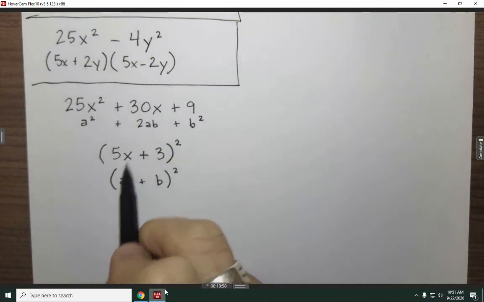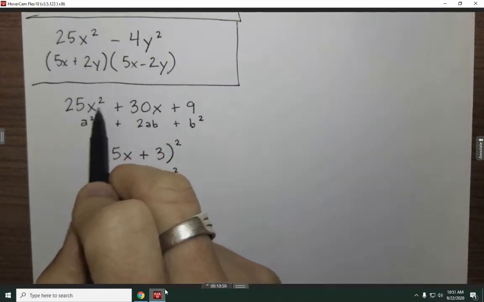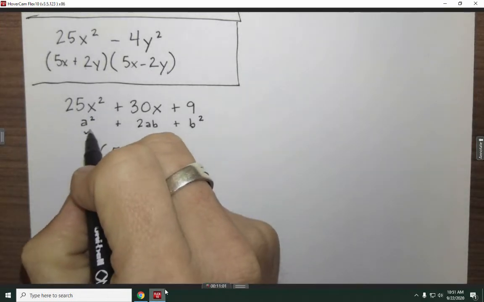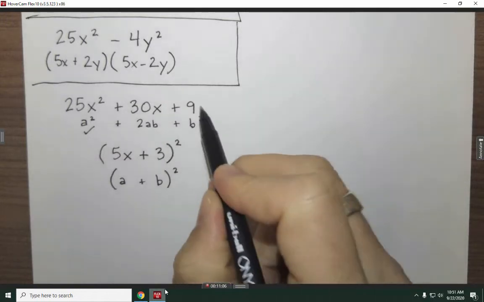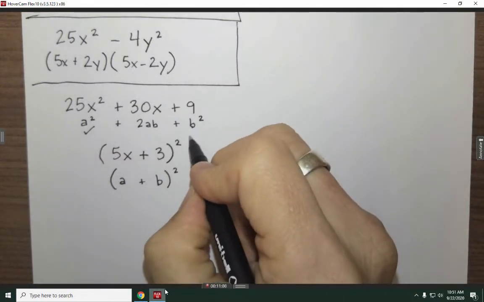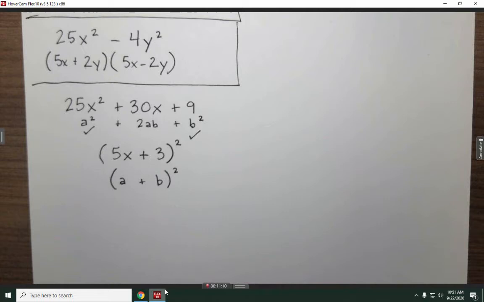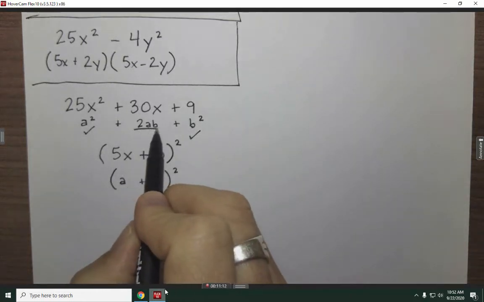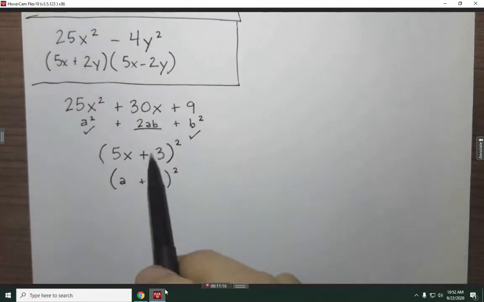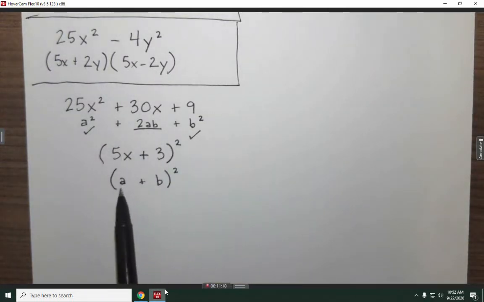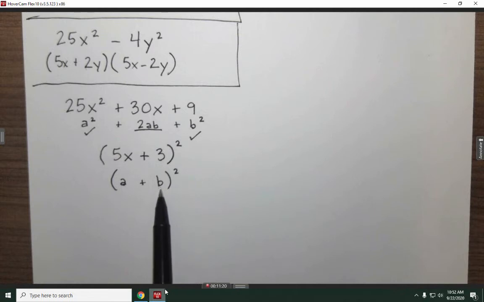Now, this thing checks out. We know that 5x times 5x makes this 25x squared. So this works here. And we know that 3 times 3 makes this 9. So this checks out here. The only thing that we're kind of clueless about is whether or not this works. Is this middle term correct? So the way you do it is exactly what you're doing here. Remember, this is represented by your A. This 3 is your B.